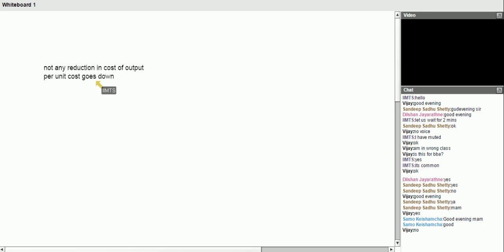Because of the large, massive size of operation, because of producing more and more units, the firm is getting lower per unit cost. It is not that there is any reduction in the cost of output. The cost will remain the same. Just a second. I'll explain with the help of an example. Suppose the firm is manufacturing 100 units. Okay. Now, the total cost that the firm is incurring is 120.